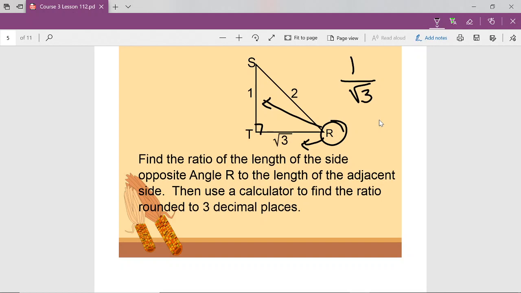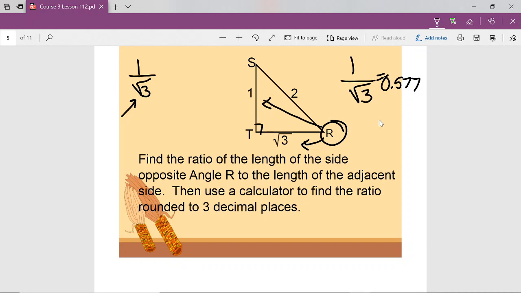Then we would use a calculator to find the ratio rounded to 3 decimal places. So you can think about that and plug it into your calculator, but you should get something that looks like this, 0.577. Now, what we actually do with this, and this comes up in a full other lesson later, is called rationalizing the denominator. In mathematics, it's not correct to leave a square root in the denominator.